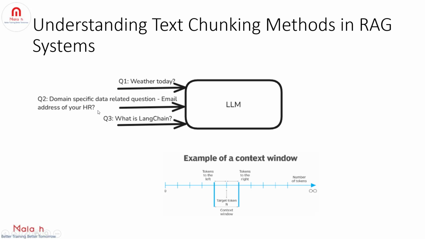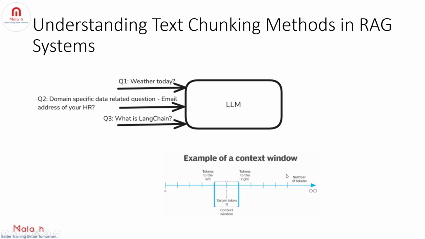So this is the process of RAG. RAG is nothing but a search on your domain-specific data. And then question number 3 is what is LangChain. This is a general question. For general intelligence, the LLM will not use RAG, because it already understands and retrieves the answer for us. So depending on your input, you have to choose which one to use. And we also learned the context window.